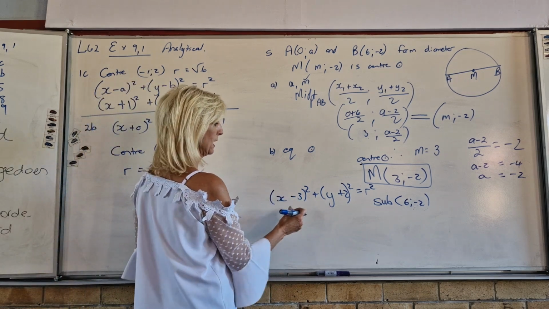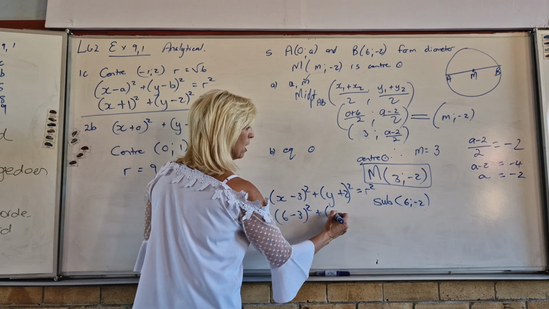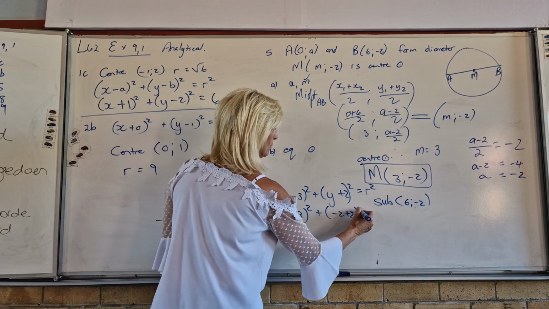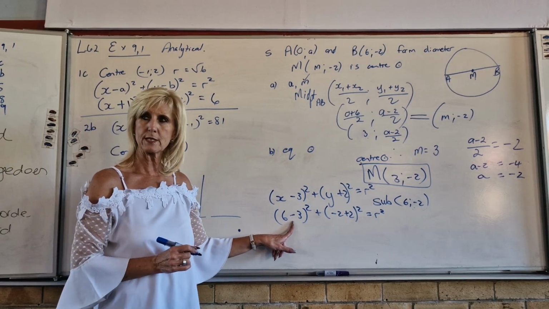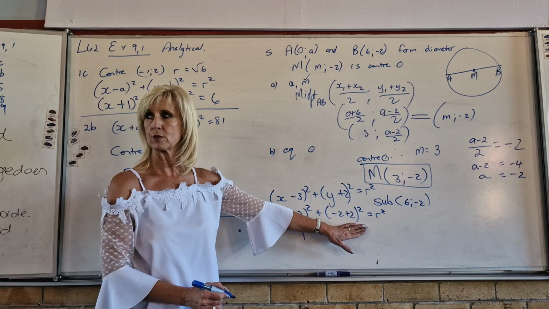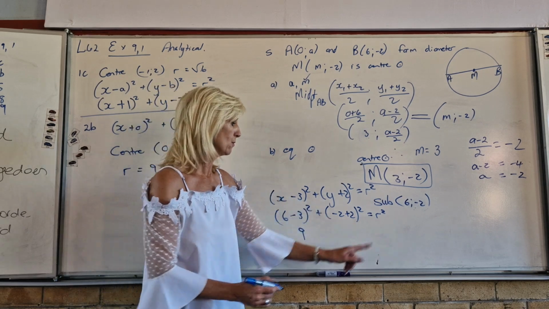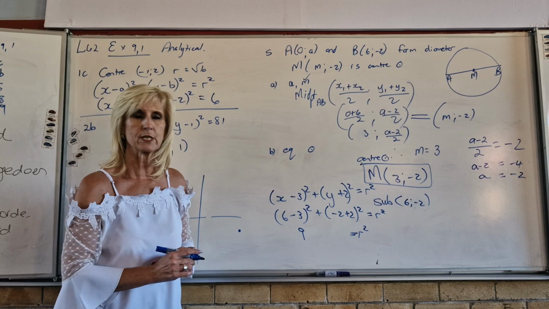So I'm substituting X with 6, and I'm substituting Y with negative 2, and then this is 3 squared, which is 9. This falls away because it's 0 squared. And the answer there is r squared. So if r squared is 9, then what is r?